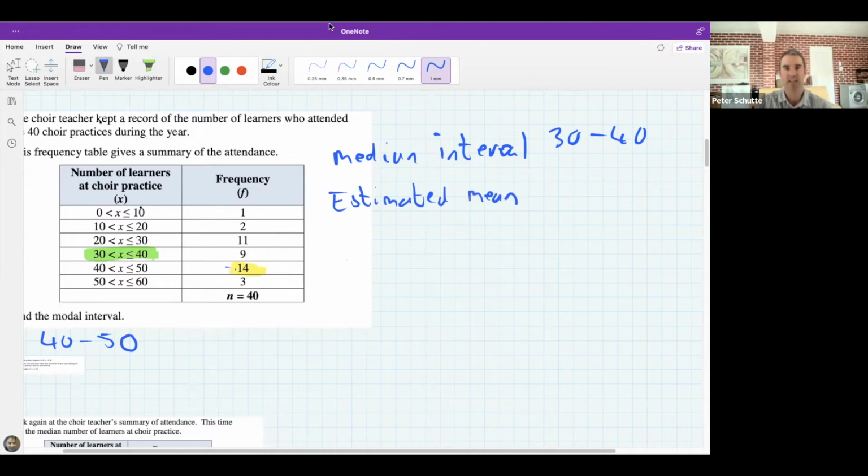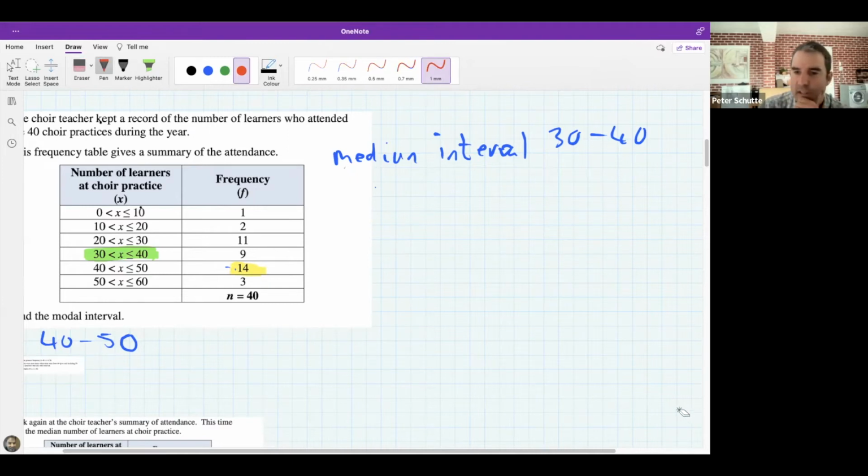Does anybody have an idea they want to share in the chat, or maybe put their hand up? What do you think? So Nalotando has said, you don't have the individual numbers. You're quite right, Nalotando, you don't. So I don't know, is the number in the first interval 5? Is it 7? Is it 9? So what do we do to get around that? Who knows what we do to get around the fact that we don't have individual numbers?